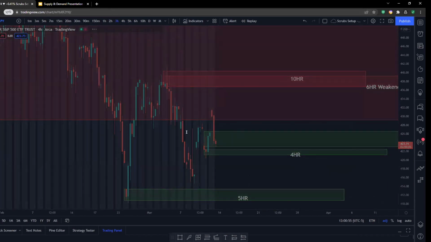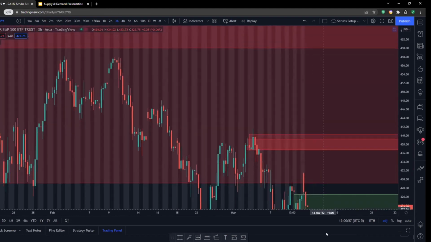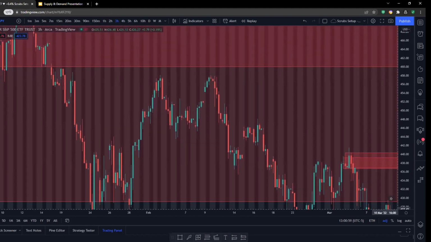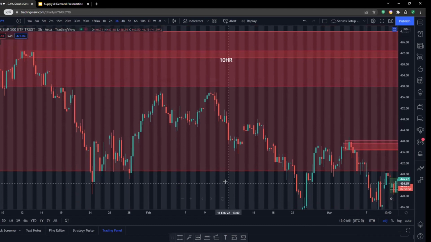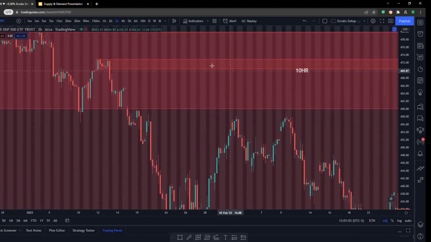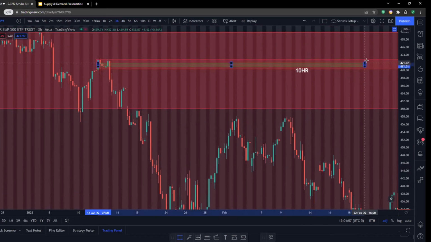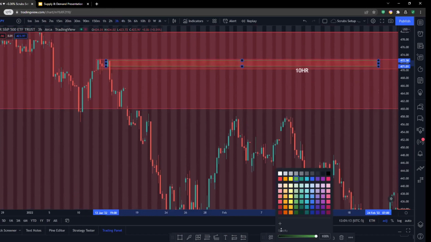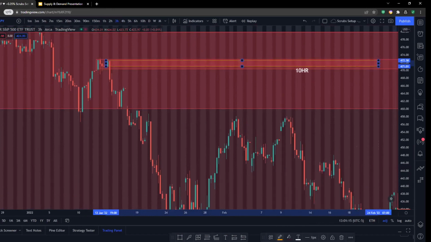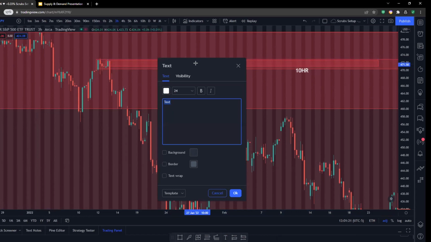And then 3 hour. Because I know there's definitely going to be more zones in here. So inside this 10 hour, there's actually a smaller 3 hour if you look at it. Right there, right there. So we actually have multiple supply zones inside supply zones. So this is giving us extra confirmation of a large selling wall. So then we'll label that 3 hour.